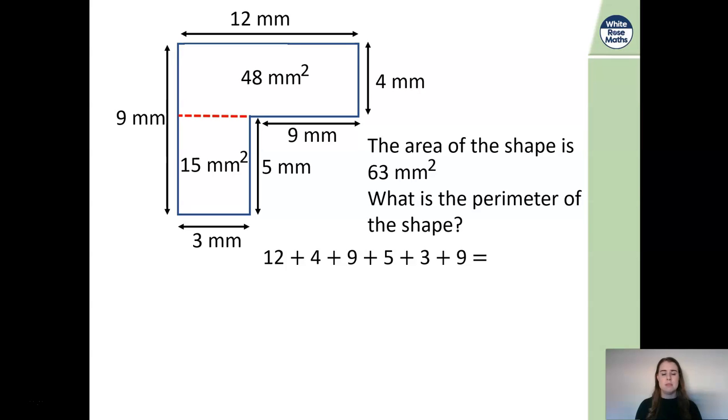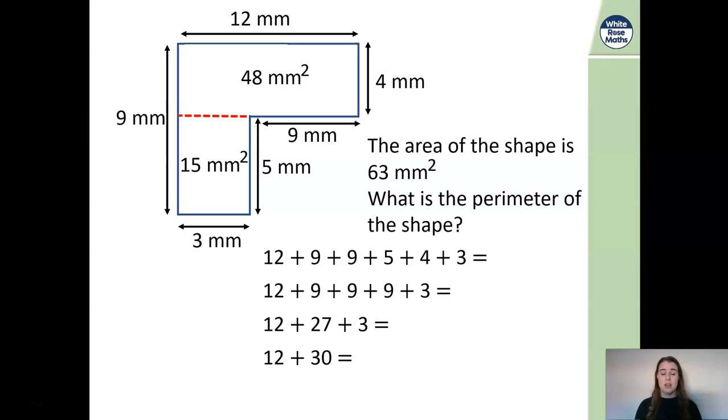Now I'm going to make my number sentence a little bit easier because I have some numbers in there that I can add together. I'm going to change those 9s because I already had another 9 in there. I also know that 5 and 4 together is 9, so I could rewrite this with my 3 9s. I also know that 3 9s is 27, so I could break my sentence down even further. 12 add 27 add 3. I know that 27 add 30 add 12 then gives us 42 millimetres.